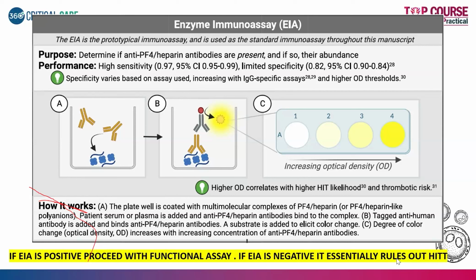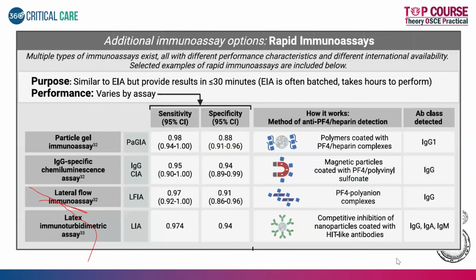There are other tests that we usually can do. Okay, what are the other tests in enzyme immunoassays? Particle gel immunoassay, IgG specific chemiluminescence assay, lateral flow assay, and latex turbidimetric assay. You need not remember all the things that are present in the slide. Just remember the names of it. It's more than enough. Okay. So you just have to know what are the tests which are usually sent. Okay. So the tests usually majorly, you see, they all detect IgG type of antibodies.